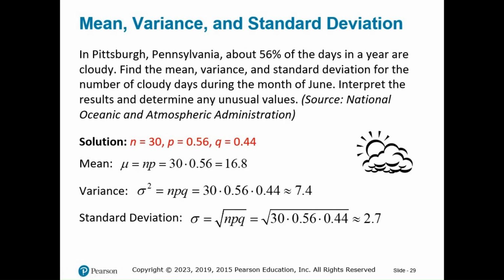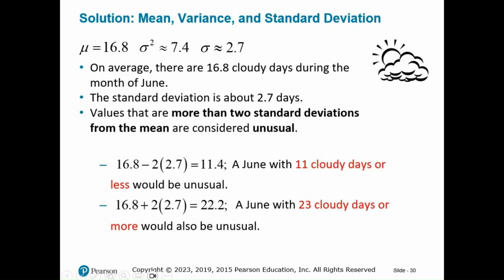Very good. So how do we interpret this? Well, first off, we have our values. Mean is 16.8, variance is about 7.4, and standard deviation is 2.7. What does this mean? On average, there are 16.8 cloudy days during the month of June. The standard deviation is about 2.7 days. Values that are more than 2 standard deviations from the mean are considered unusual. That's how we tell when something is unusual.